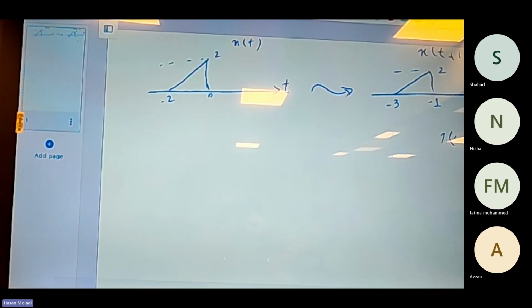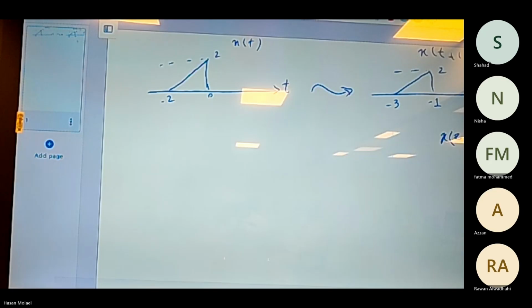I'm looking for x(-2t + 1). I made x(t + 1). After that, I should make x(2t + 1).